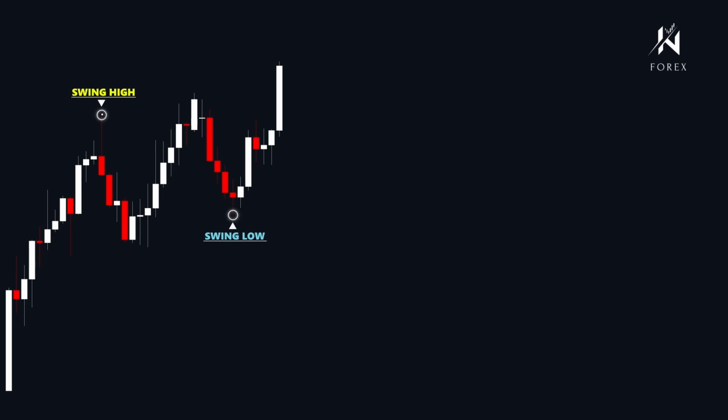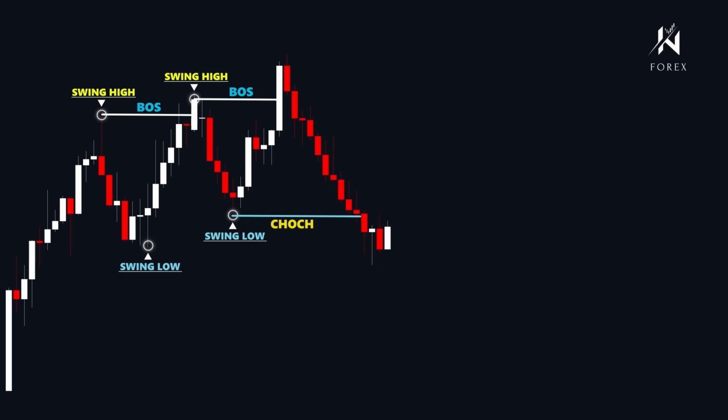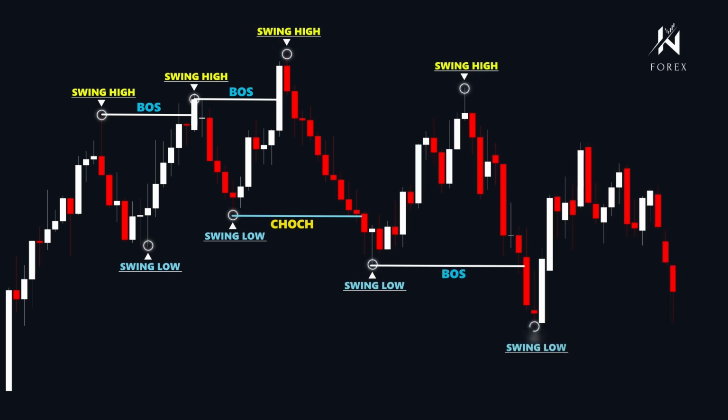Why does this matter? Because if price breaks above a swing high, it often signals that buyers are in control and the market could go higher. If it breaks below a swing low, it usually means sellers are taking over and the market may move lower. Swing highs and lows are like signposts on the chart. They help you see where price is turning and give you a clearer view of the trend.